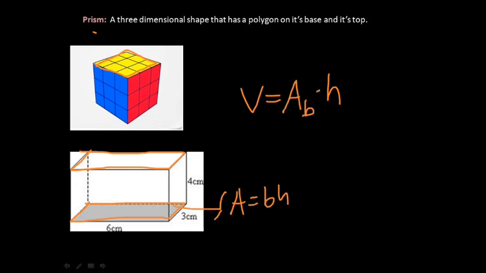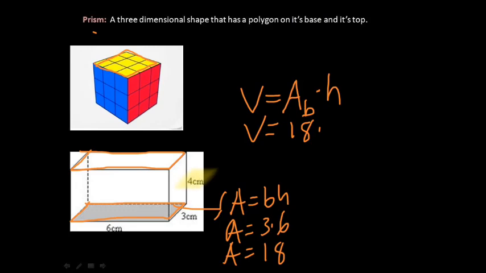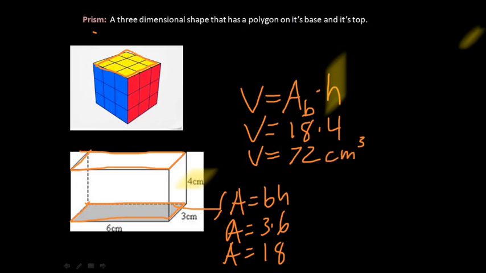The base of this particular prism is a rectangle. So we do base times height, so we get 3 times 6, and the area of this one here is 18 centimeters squared. This is the area of our rectangle here. Now what we have to do is multiply it by the height. So we get 18 times 4, our height. 18 times 4 is 72 centimeters cubed. That is the volume of this.